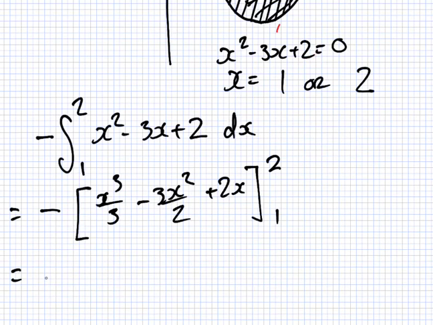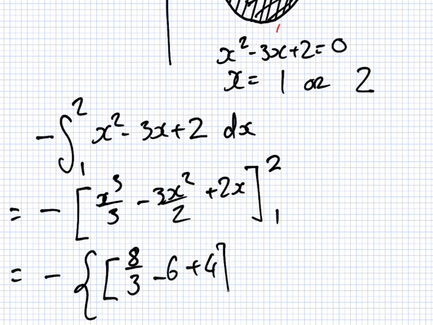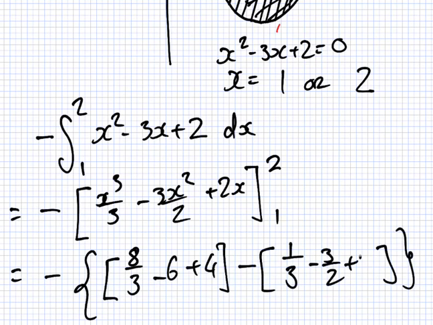So this would be minus, and then I put in the 2, so that would be 8 over 3, and then minus 3 times 2 squared, which is 4, over 2, which is 6, plus 4, minus, and then I put in the 1. So that's 1 over 3 minus 3 over 2 plus 2. Okay, and we type this into the calculator and see what we get.